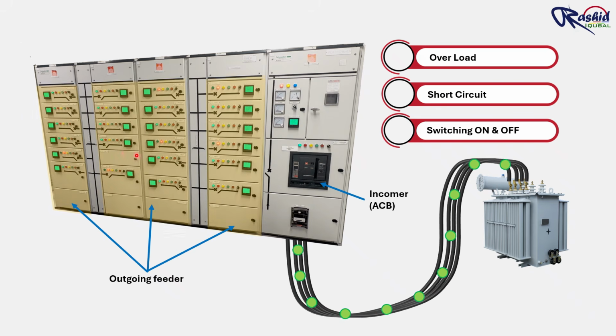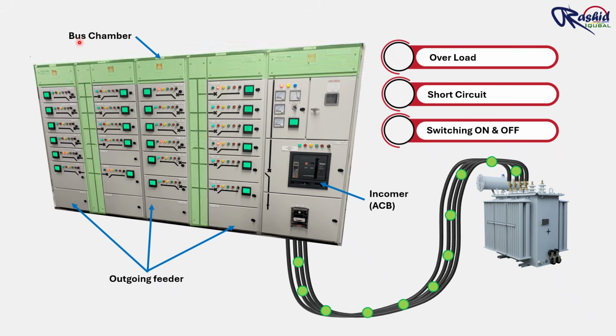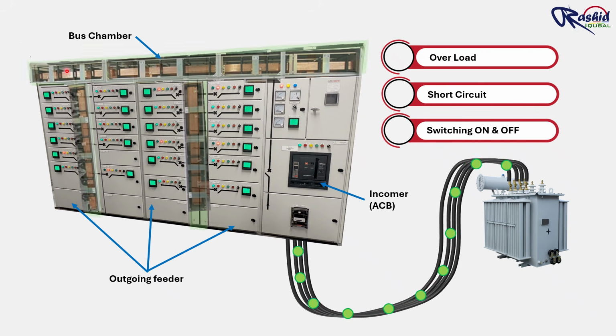Now let's look at one of the most important parts of MDB, that is busbar chamber. Inside this section, we have copper or aluminum busbars. These busbars are responsible for distributing power from incomer to all outgoing feeders. So power comes from ACB, enters the busbar, and then from busbar it is distributed to all loads. Busbars are designed to carry very high current safely. We have different busbars for different phases like R, Y, B along with neutral and earth.